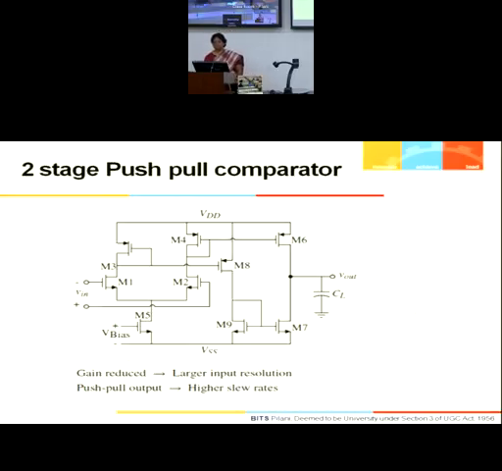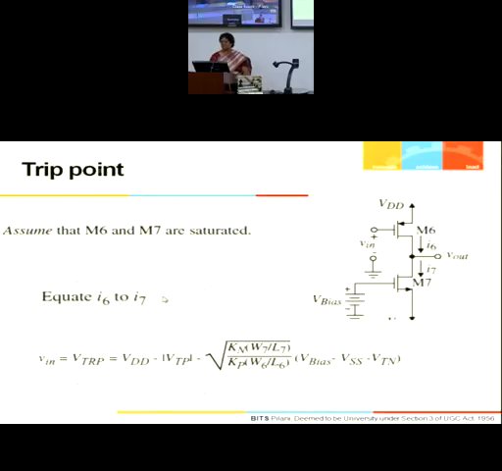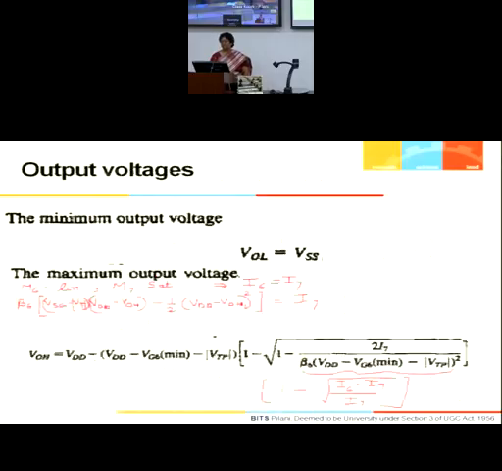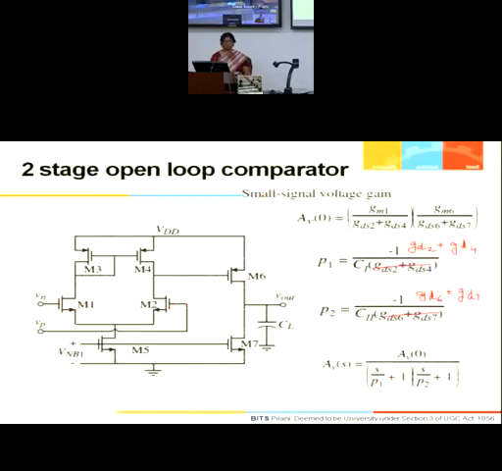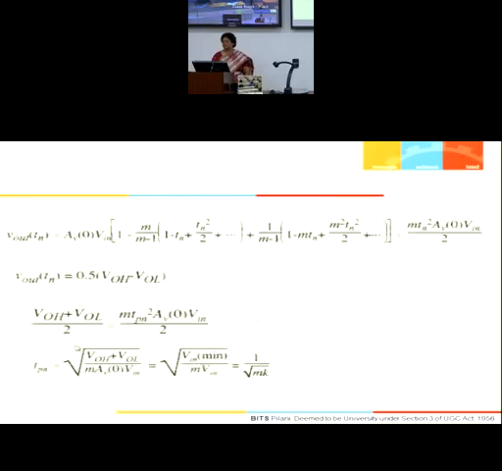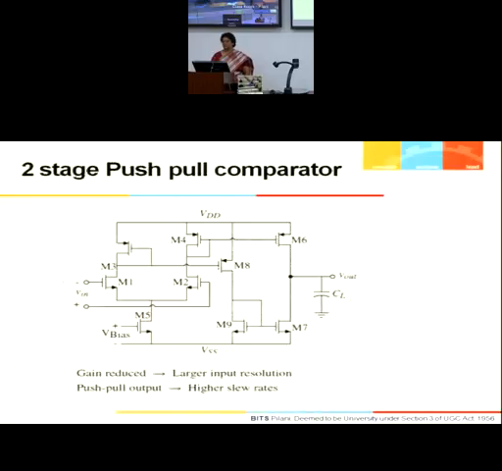We have another topology. This is known as a two-stage push-pull. What's the difference between this and the previous topology? What's the previous topology? Look here. That was also a two-stage op-amp. Here, your load is a current source load. Clear? In the second structure that I am showing you, look here.